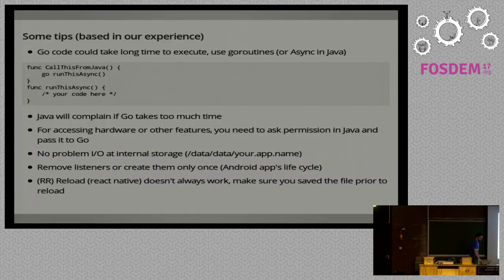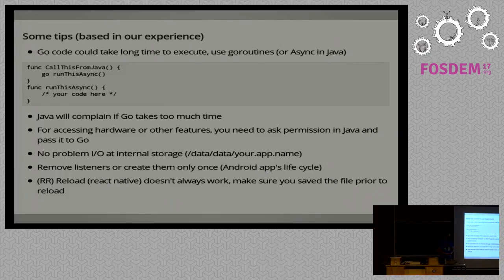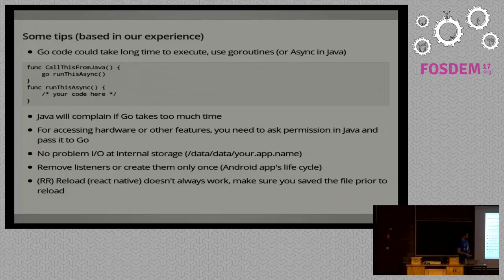Go code may take some time if you are doing some big calculation or something. In our case, it was communication with the device. It could take some time to get a response, and Java will complain. To avoid that, you could use a Go routine. Once you call your Go code, you just start a routine, so this function returns directly to Java, and you don't get another complaint. Or use an async class in Java for that, if you are communicating or maybe downloading or uploading files.